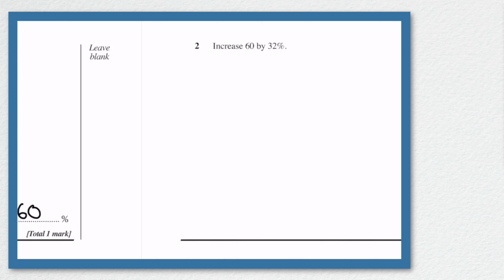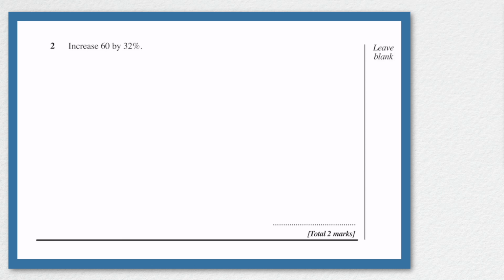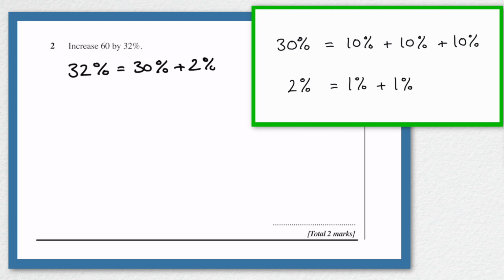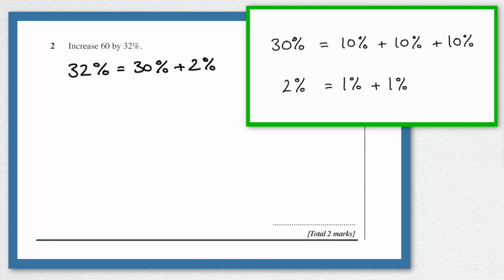Another type of question you might come across is like this, where you have to increase an amount by a specific percentage. Increase 60 by 32%. There are different ways of doing this, but this is how I approach the question. I'm thinking of 32% as 30%, which is 3 lots of 10%, add 2%, which is 2 lots of 1%. The reason for this is that finding 10% and 1% of something is relatively straightforward. For 10%, you divide by 10, and for 1%, you divide by 100.